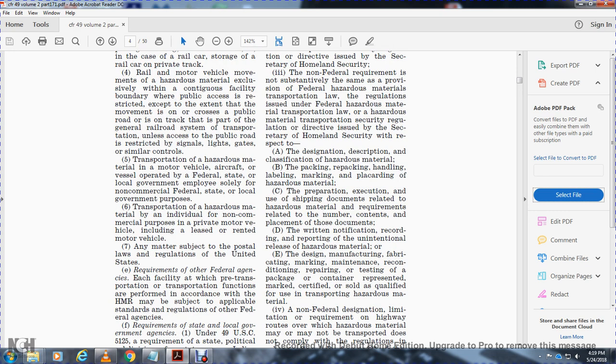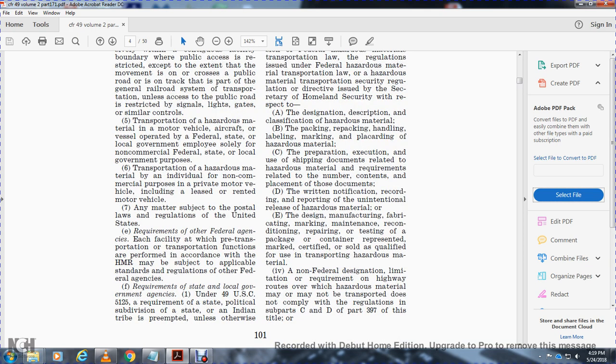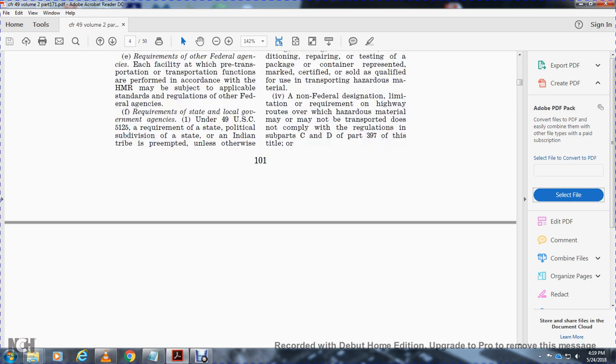Written notification, recording, and reporting of the unintentional release of hazardous material; the design, manufacturing, fabricating, marking, maintenance, reconditioning, repairing, and testing of the package or container represented, marked, or certified as qualified for the transportation of hazardous material. Non-federal designation limitations required on highway routes or other routes over which hazardous material may not be transferred do not comply with the regulations of Subpart D and Part 397 of this title.